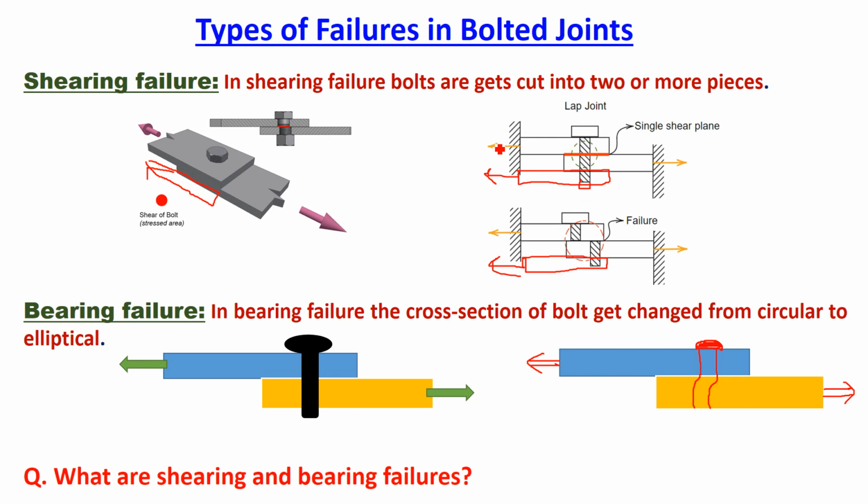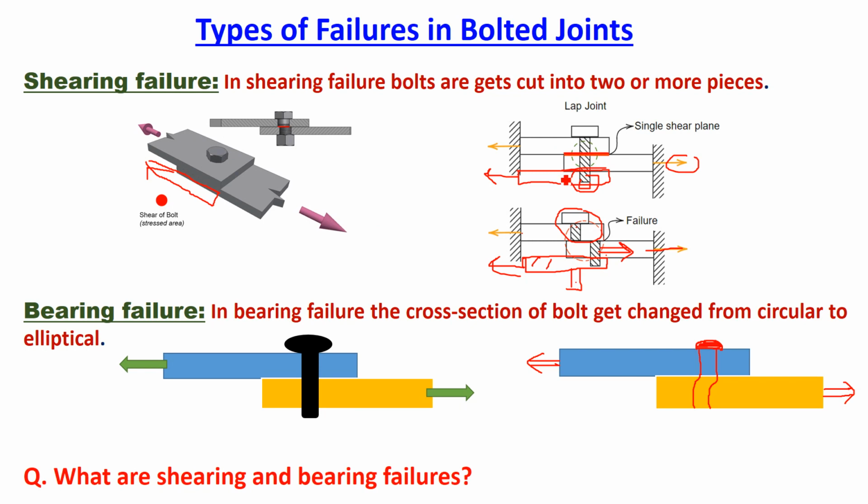These two plates' force is towards left and this middle plate force is towards right. So middle plate is moving towards right and top and bottom plates are moving towards left. It means top portion of bolt and bottom portion of bolt will move towards left and middle portion of bolt will move towards right. So this bolt will cut into three pieces, top, middle and bottom. So top and bottom will move towards left and middle will move towards right. So the bolt is completely cut into a number of pieces because of shearing force developed at the shearing plane.